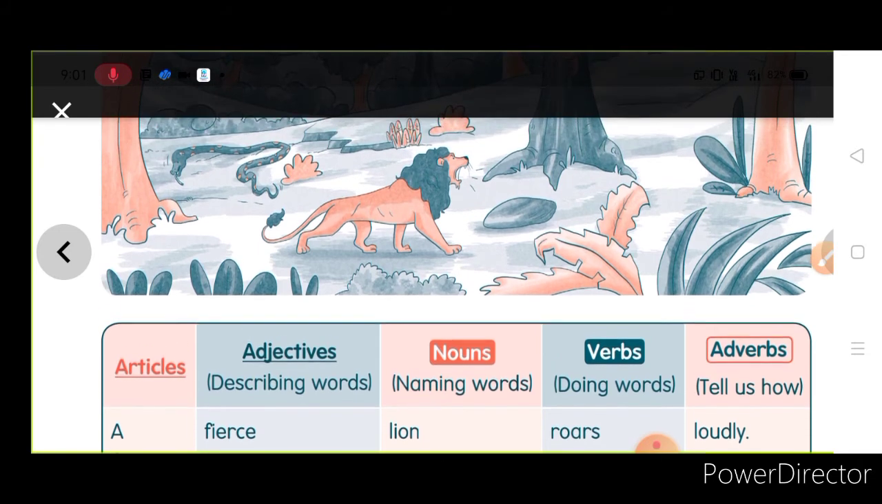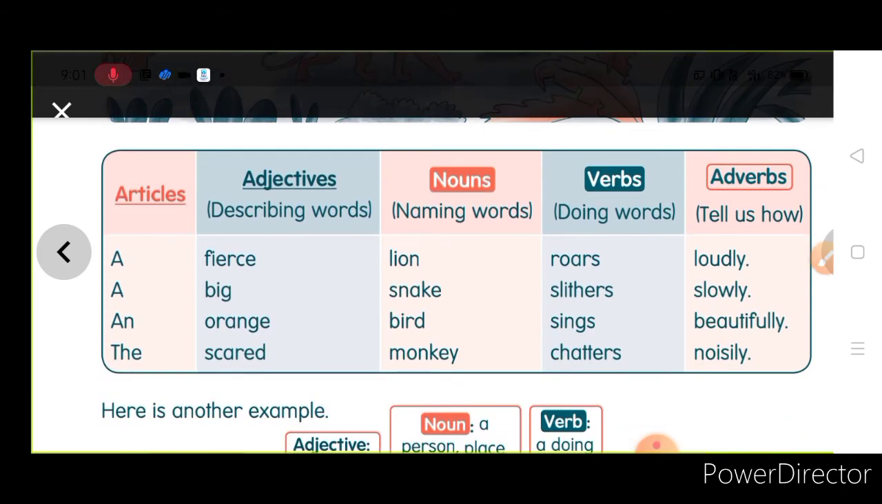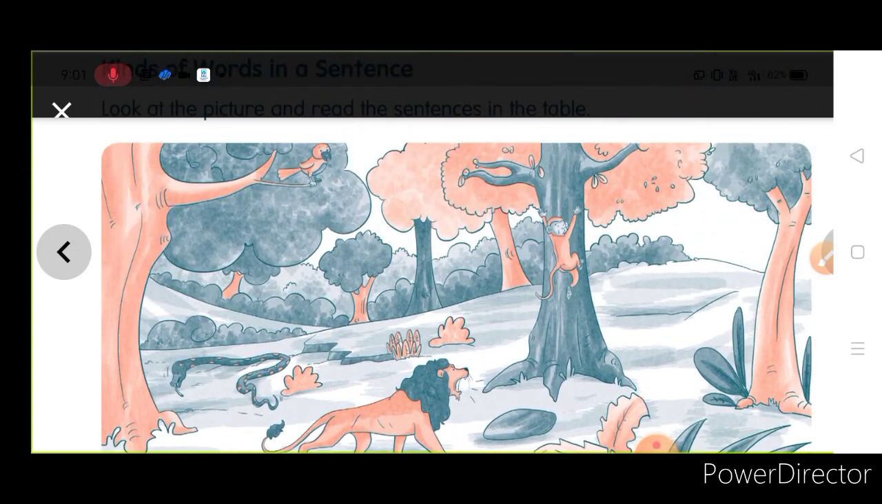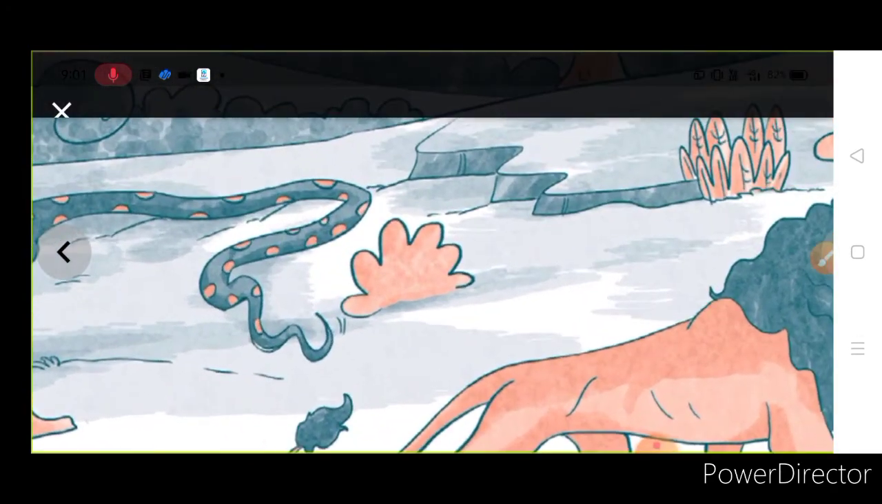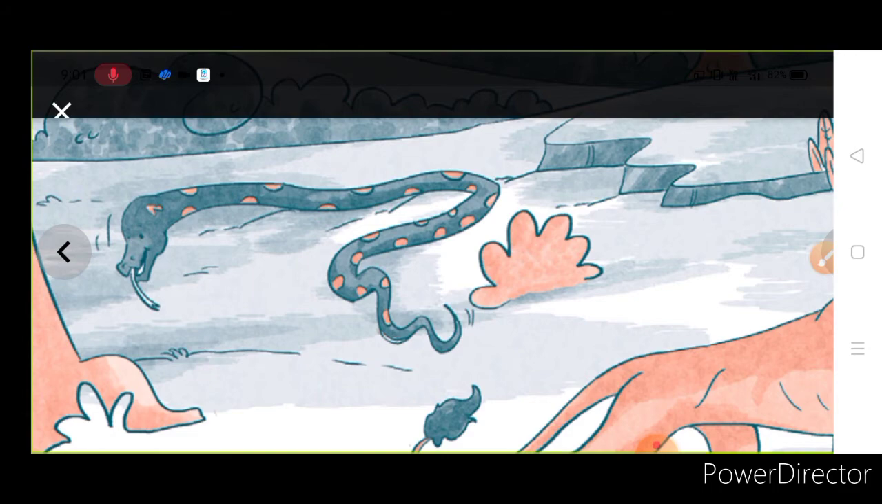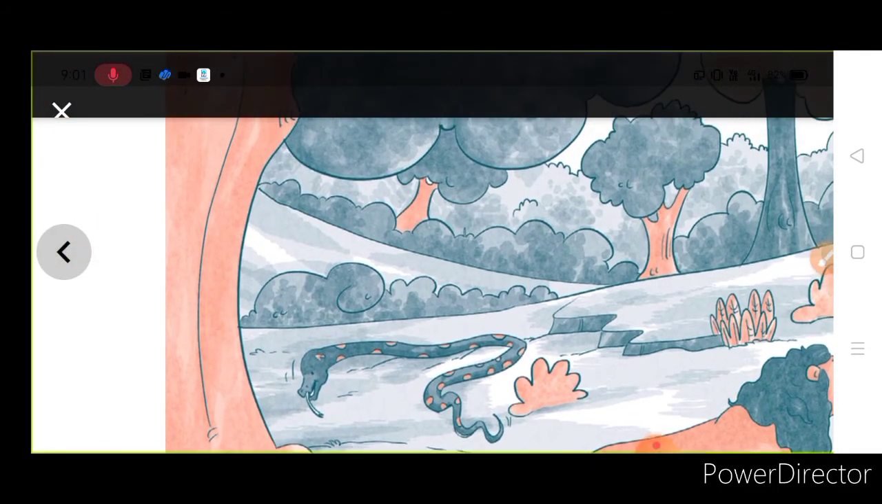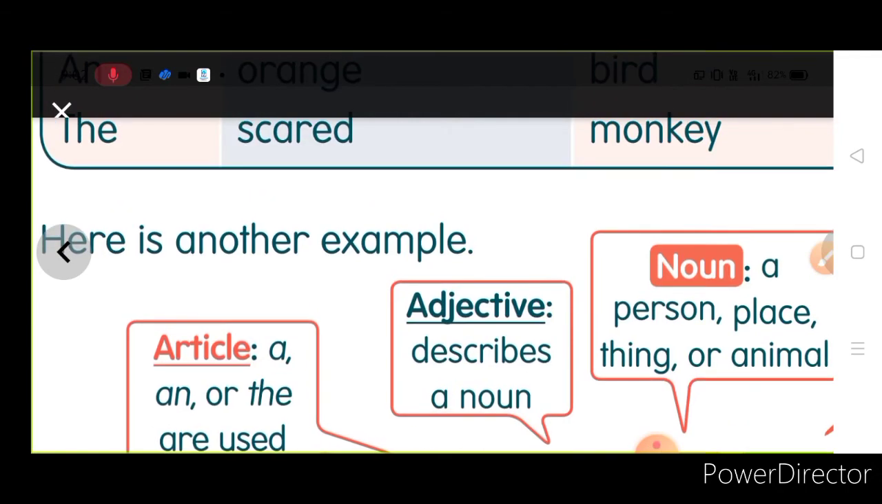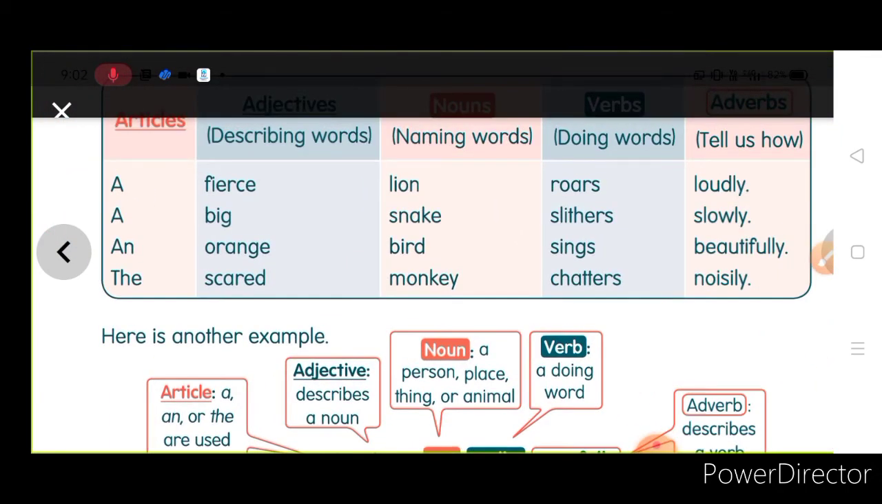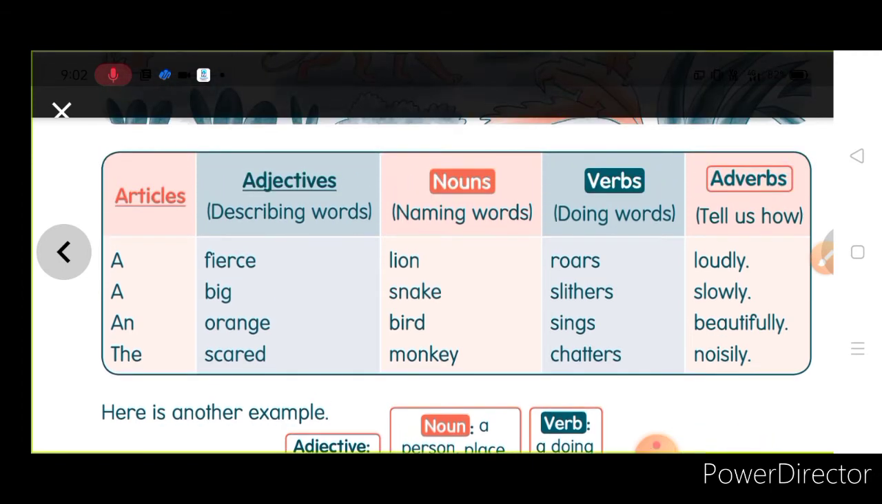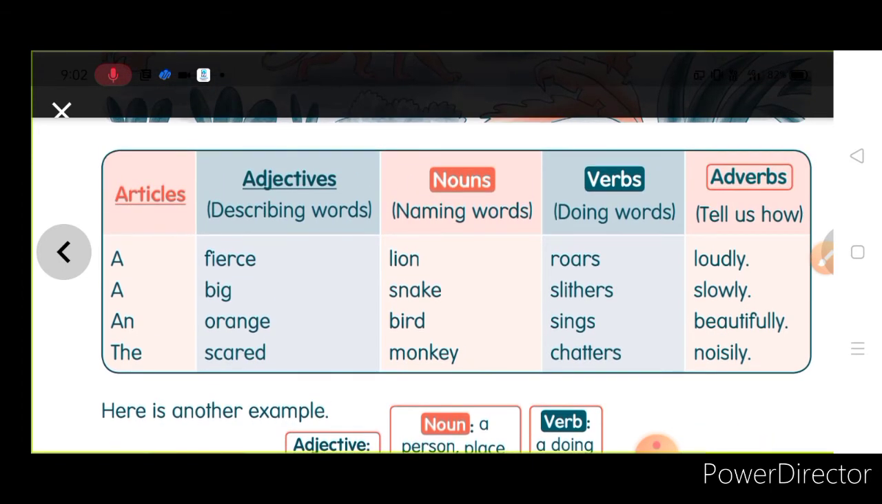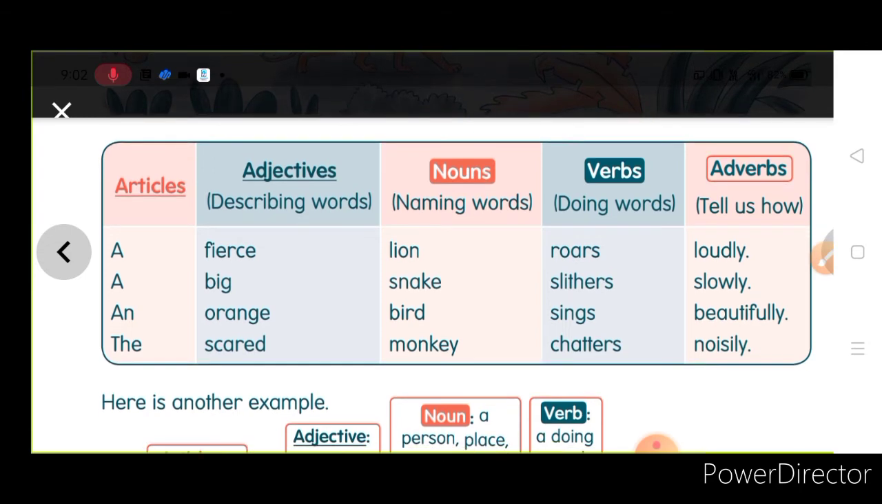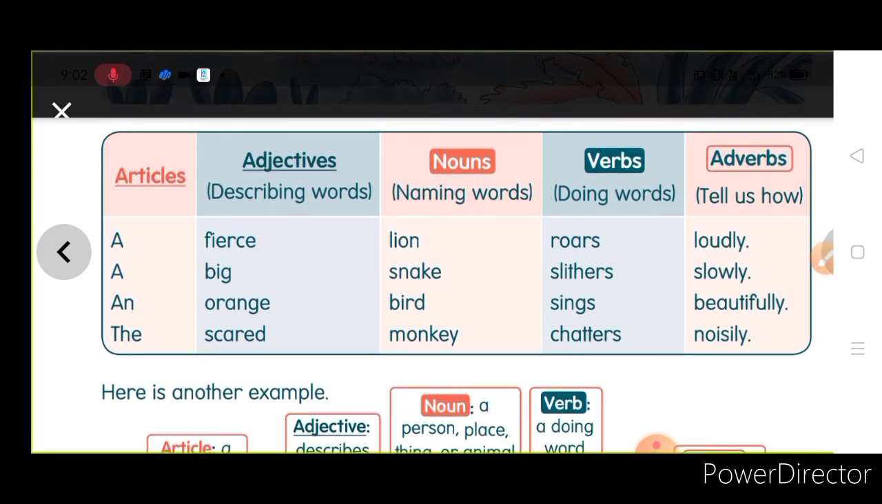In the same manner, if you see the other sentence, a big snake slithers slowly. So you can see a huge snake over here. It slithers slowly. So what is a part of the speech here? A is an article. Okay. Big is, how is the snake? The snake is big. And how is it moving? Slithers. How is it moving? It is slowly.